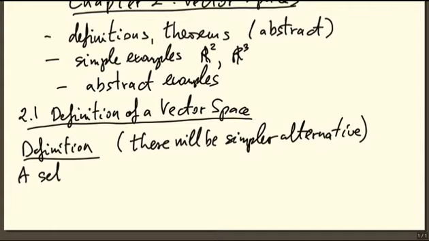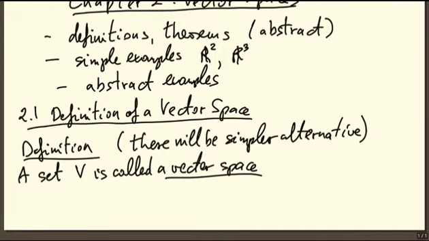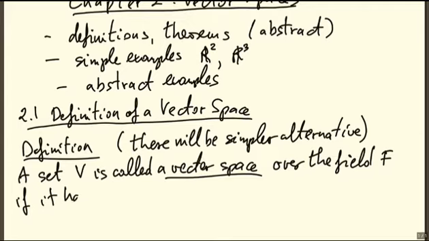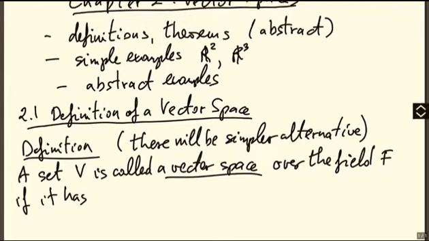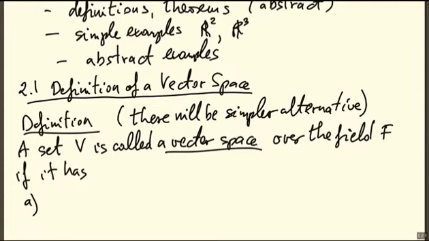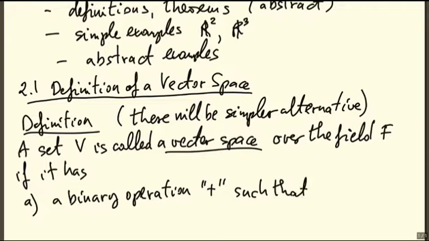A set V is called a vector space over the field F if it has, first of all, a binary operation plus such that this set V with the addition is an abelian group.